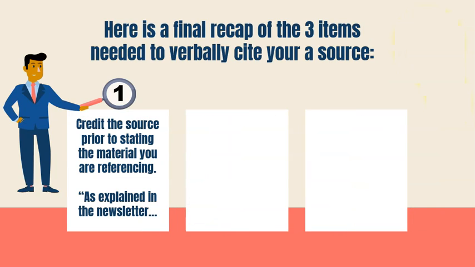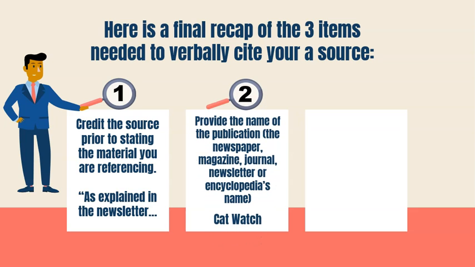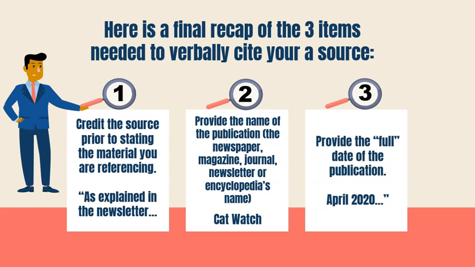Here is a final recap of the 3 items needed to verbally cite your sources. 1. Credit the source prior to stating the material you are referencing. 2. Provide the name of the publication, the newspaper, magazine, journal, newsletter, or encyclopedia's name. And 3. Provide the full date of the publication. Like before, if we were saying this out loud, we would say, as explained in the newsletter Catwatch, April 2020. We would then have information after this citation that summarizes what we learned from Catwatch newsletter.